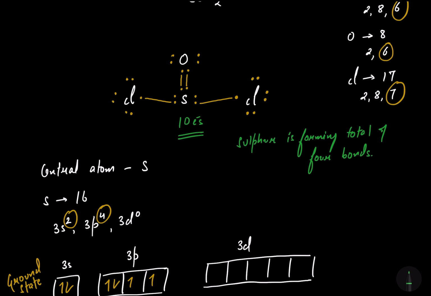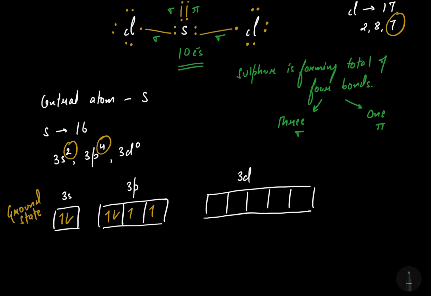Whenever an element forms a double bond, then out of that 2 bonds, the one bond is sigma and the other bond is pi. And whenever an element forms a single bond, that's always the sigma bond. That means here we are having a total of 3 sigma bonds and 1 pi bond.